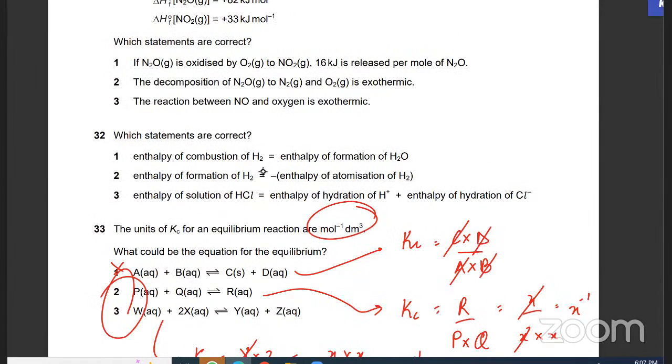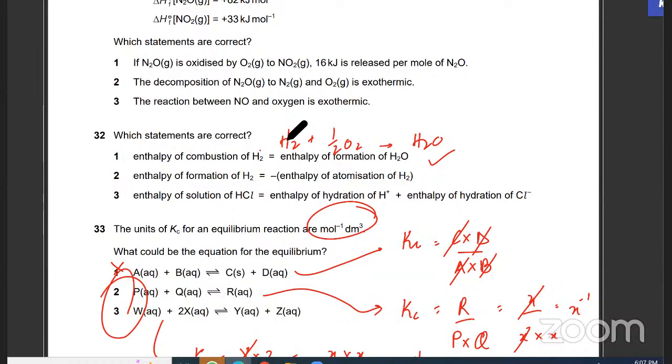Next one, which statements are correct? The enthalpy of combustion of H2 and the enthalpy of formation of water, are they the same value or not? Yes. Okay, so this is the same. You burn H2, it reacts with oxygen and it ends up producing H2O. So that is the combustion of H2, but it is also the enthalpy of formation of H2O, as the compound is formed from its constituent elements. So the first one is correct.